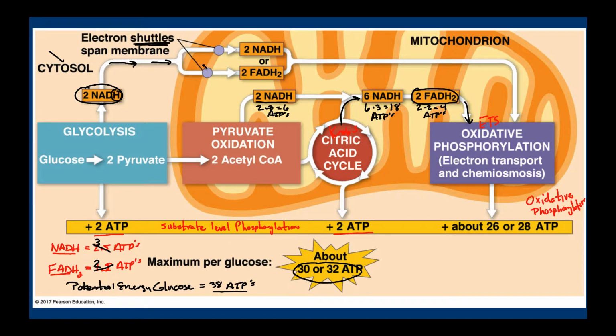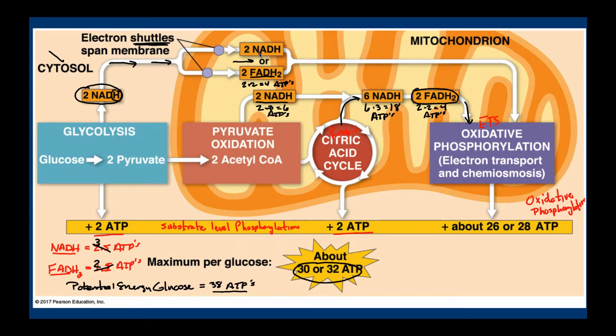Okay, and so there's two possibilities of what might happen, and that is that the 2 NADHs that get produced can convert those electrons and get picked up by 2 FADH2s. And if they do, remember, if every FADH2 is equal to 2 ATPs, then this would be 2 times 2, which would equal 4 ATPs.